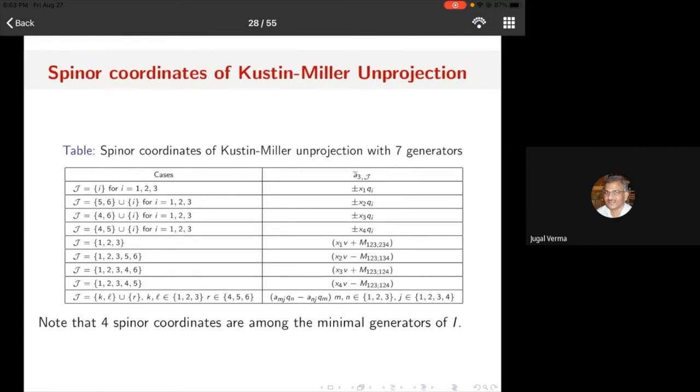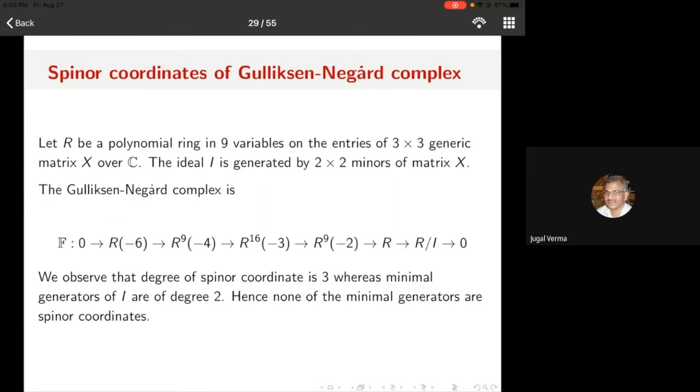So till now, we have seen all the examples where at least one of the Spinor coordinates is among the minimal generating set of the ideal. So there's a behavior of the Spinor coordinates being minimal generators in each example we have seen. But this is the first example, for the 9 generator grade 4 Gorenstein ideal, in which none of the Spinor coordinates are among the minimal generators of the ideal.